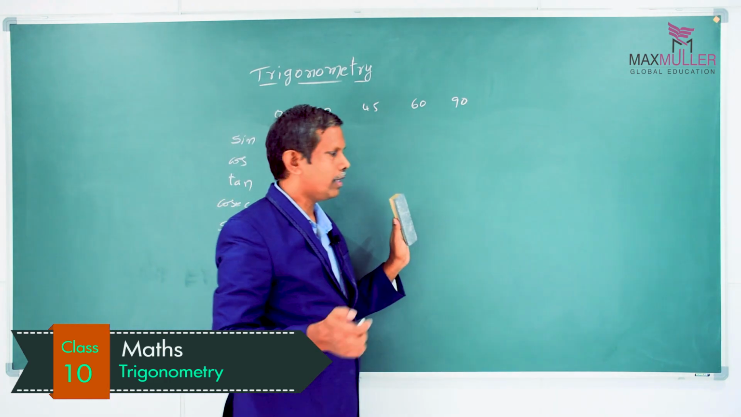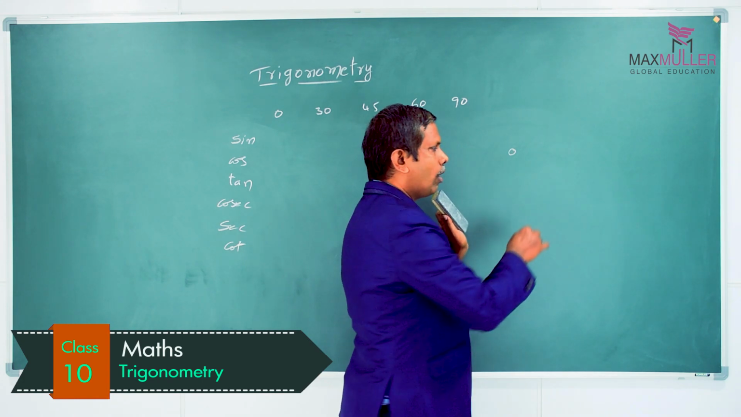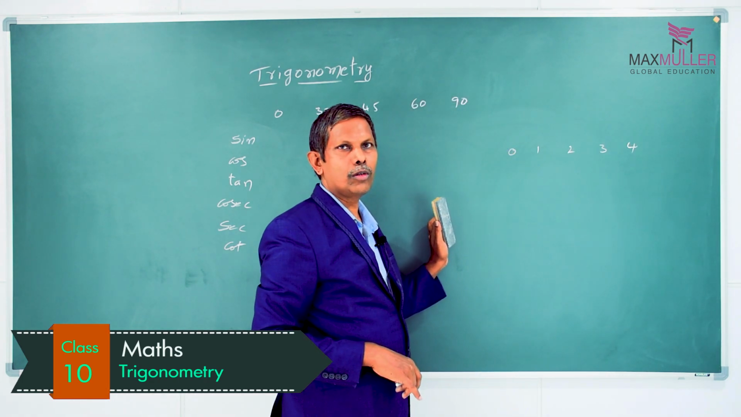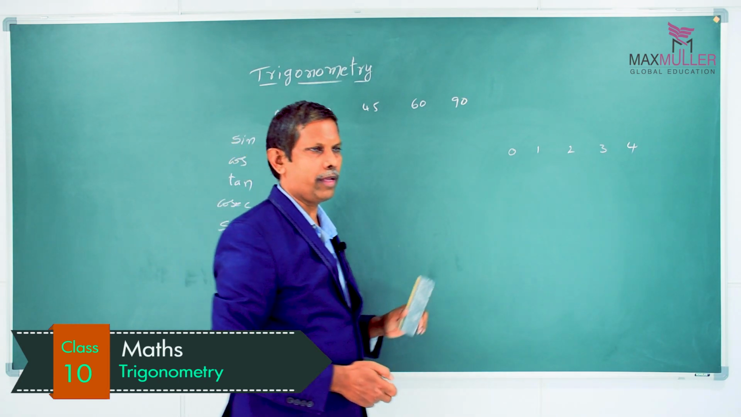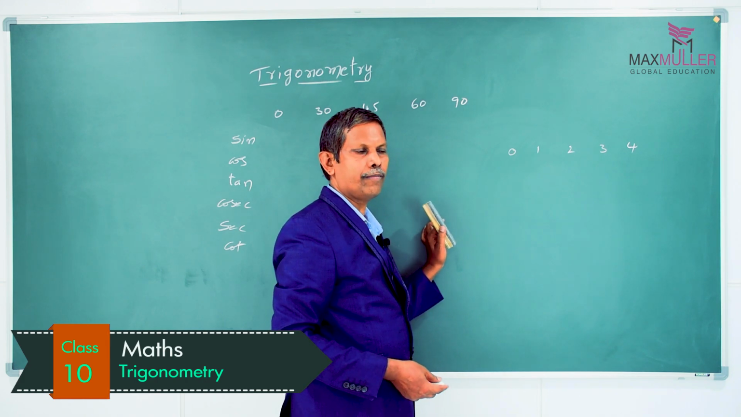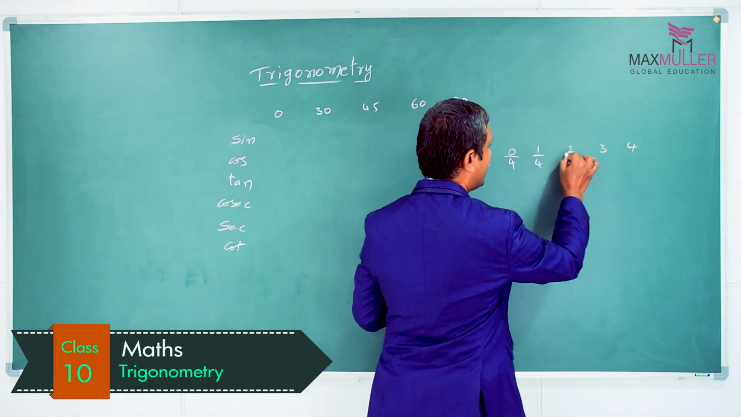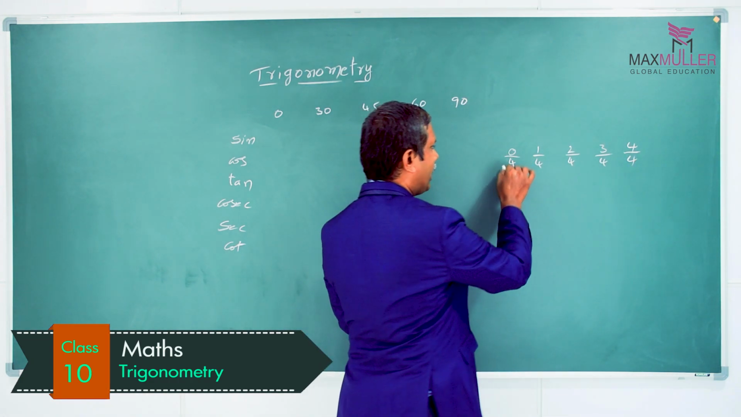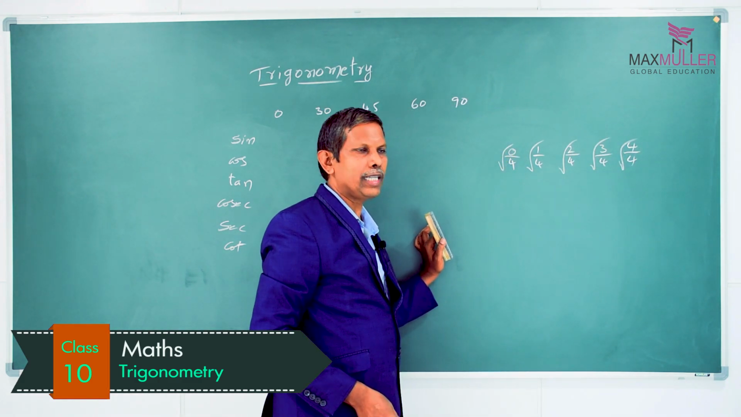How can we find them? Here I am giving one hint. I am writing the whole numbers 0, 1, 2, 3, 4, so up to 5 whole numbers. Why? Because here I am taking five values, five whole numbers. After that, previously how many quadrants? In the coordinate system we have 4 quadrants. We divide each and every number by 4, and after that we take the root of each and every number.